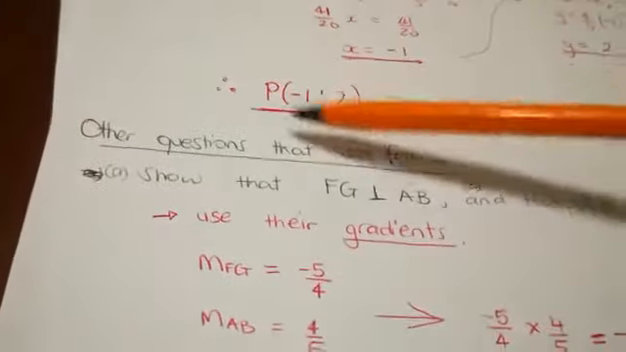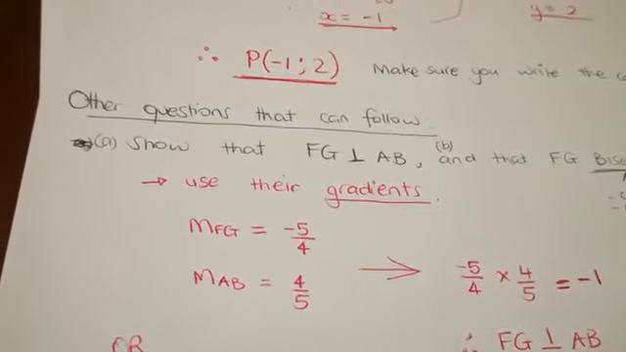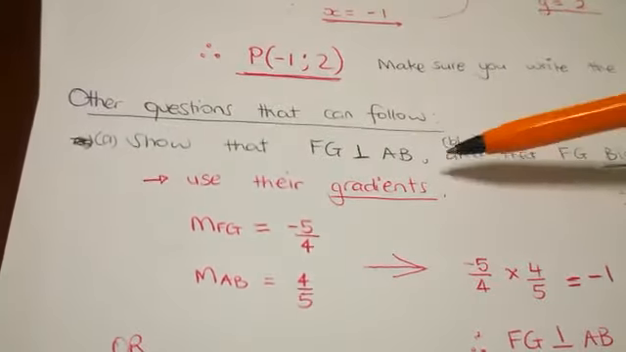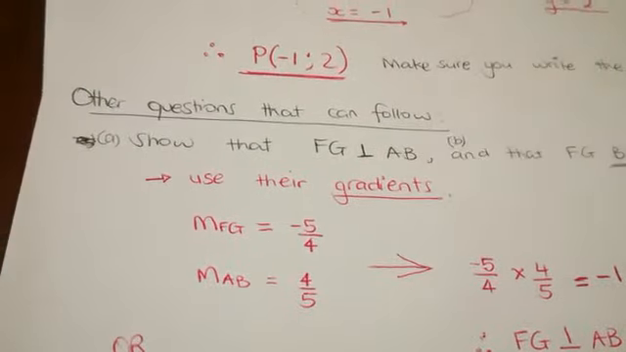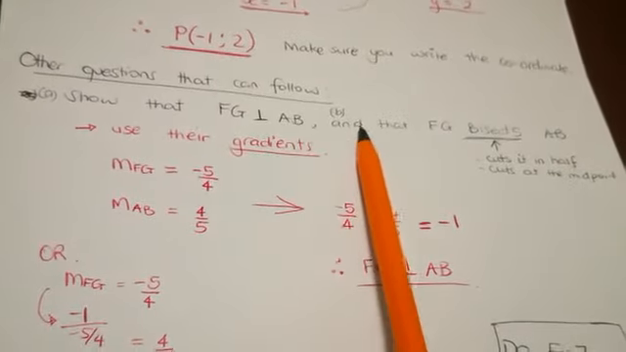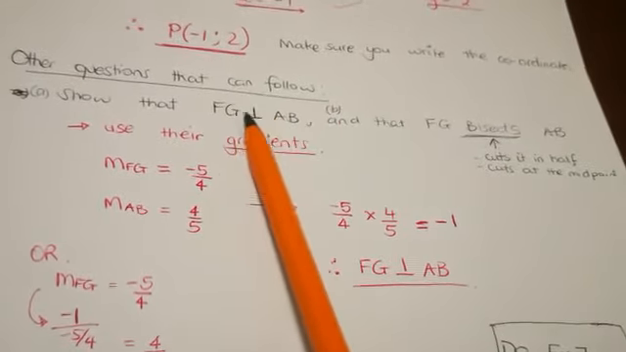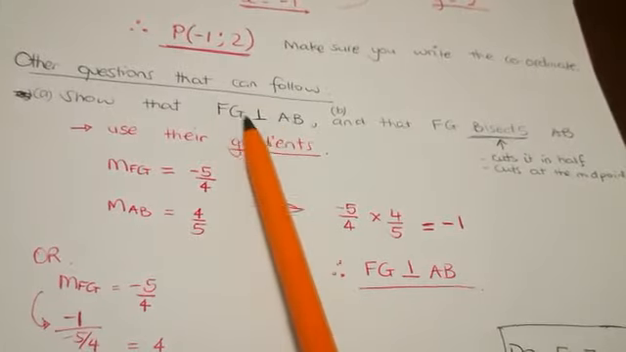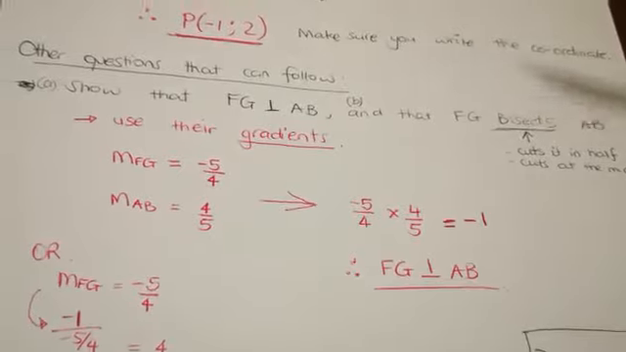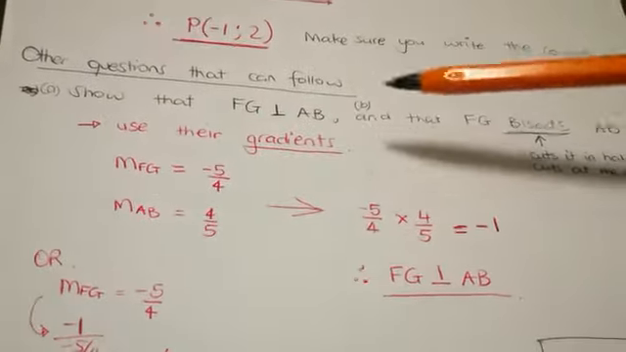Now, after you found this, other questions that can follow would be, one would say, show that FG is perpendicular to AP. Remember, it's an assumption that you would have gotten to because it looks like they are perpendicular, but we are not allowed to use assumptions. So now the question says show that they are perpendicular. Remember, the relationship between parallel and perpendicular lines can only be established with what? With the gradients. So you have to use their gradients.